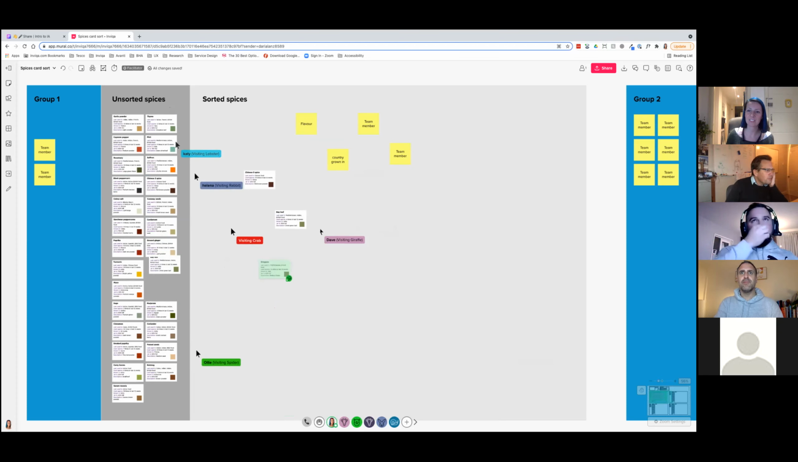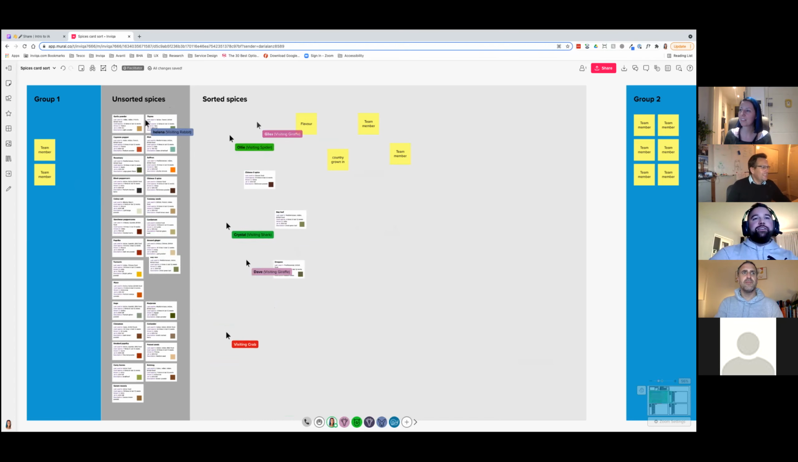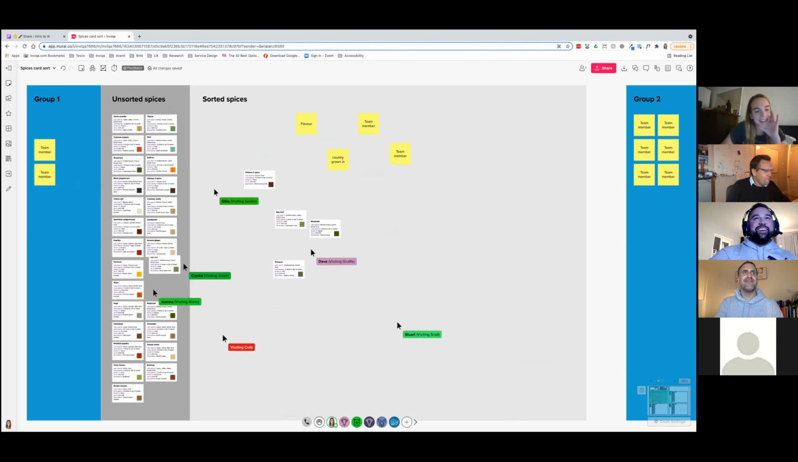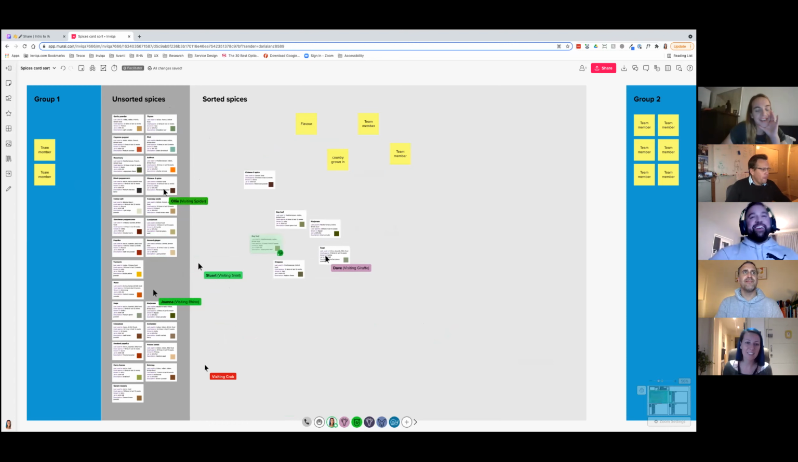I think my organization, I have two giant boxes. One is stuff that's green, and the other one is everything else. I think that's my loose spice organization at home. I know it's disappointing for a UXer.